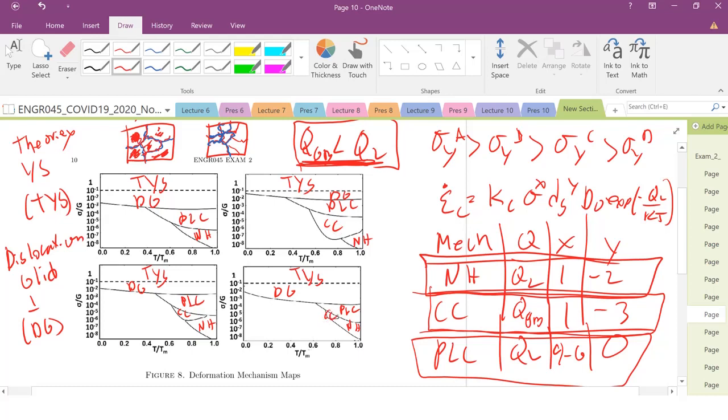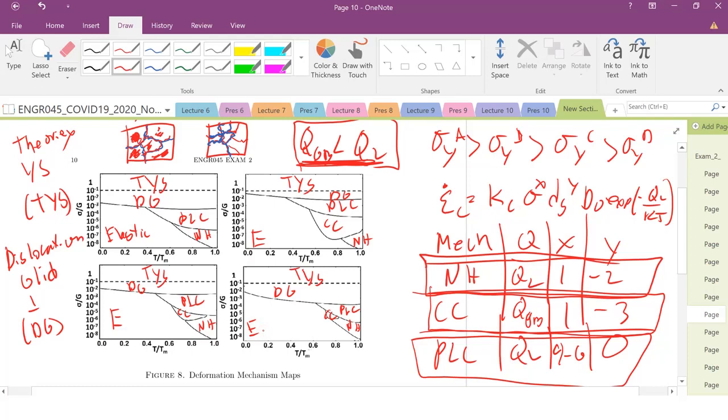Is there a Coble creep in this top left? No, there's only two regions. We'll talk about what that means in a second, how we could correlate that to our answers. And then finally, in this region, low stresses, low temperatures, we're just elastic. We're below the dislocation glide. I'll just write this as E, elastic.